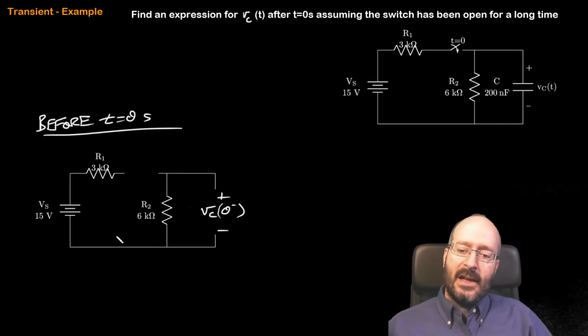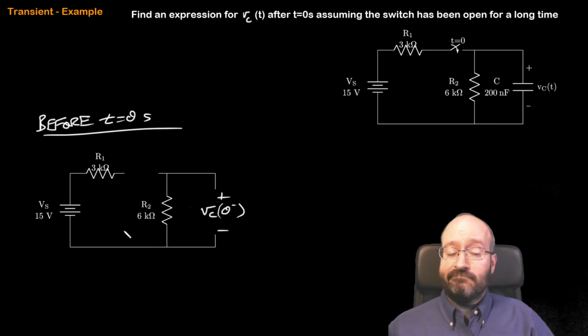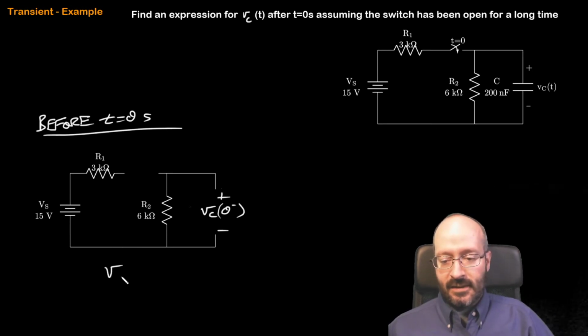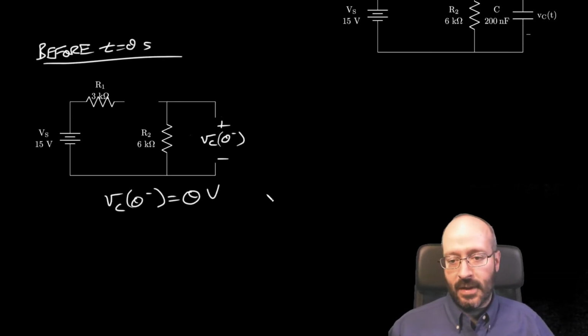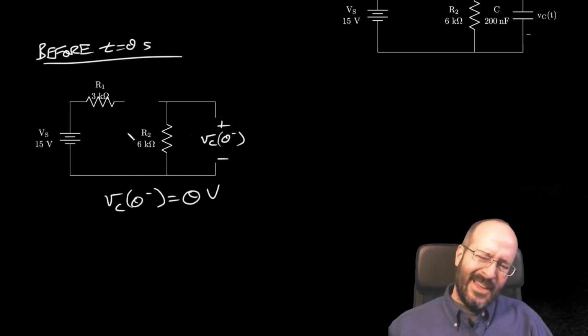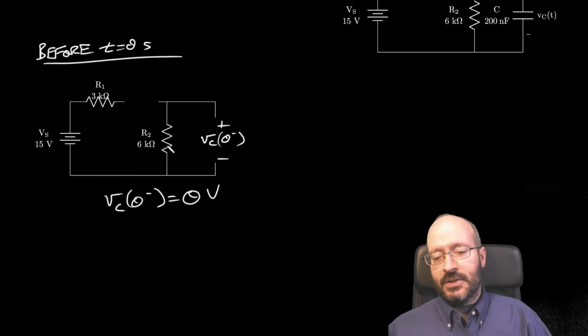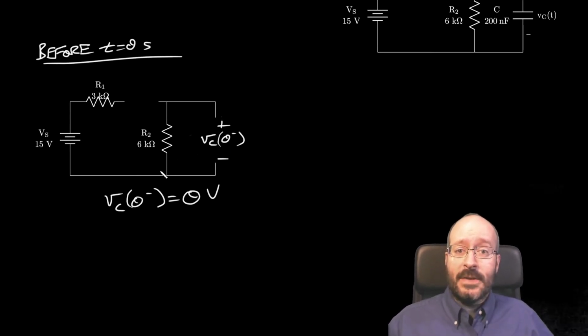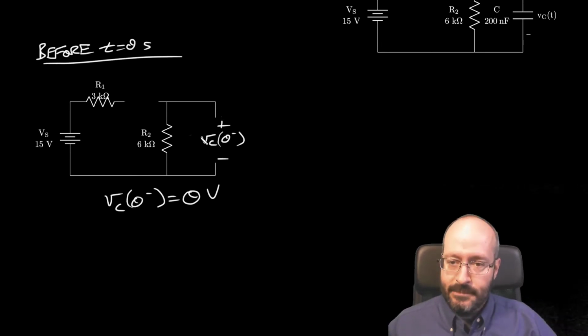Okay. There are no meshes. There's no current flowing anywhere in this circuit, and that gives me some faith that that's going to be 0 volts. Okay, since the voltage here is really in parallel with the voltage across this resistor, there's no current flowing through that resistor, so it's 0 volts.